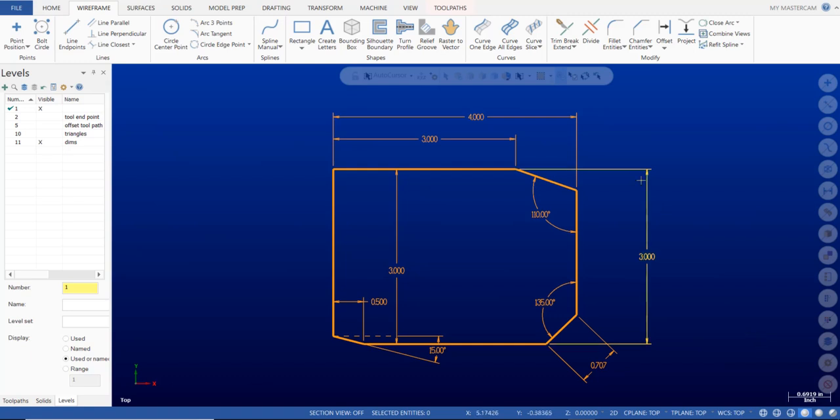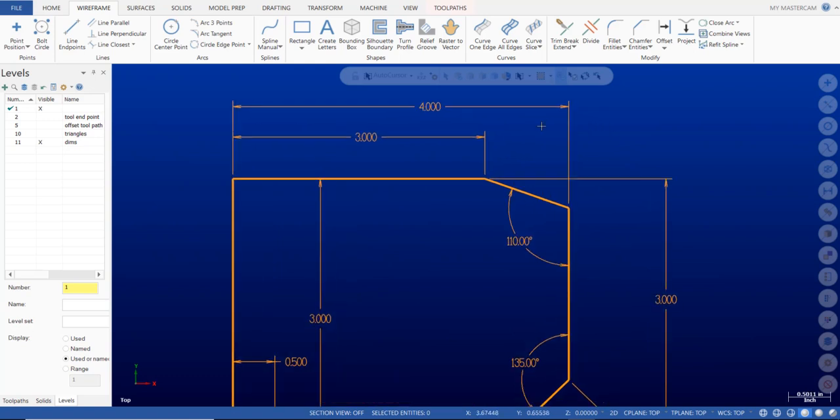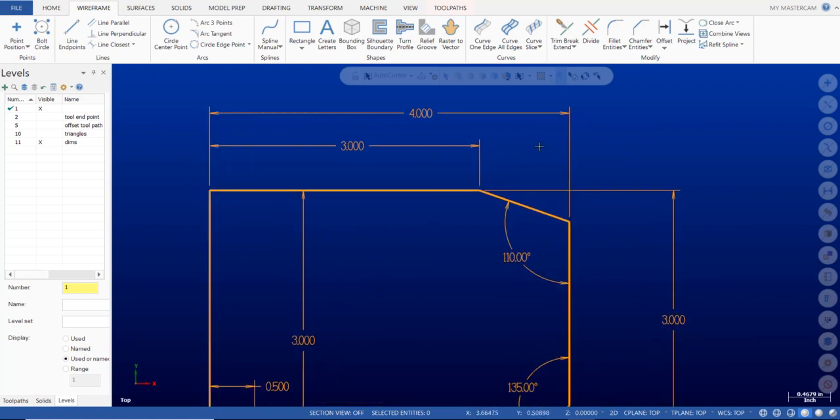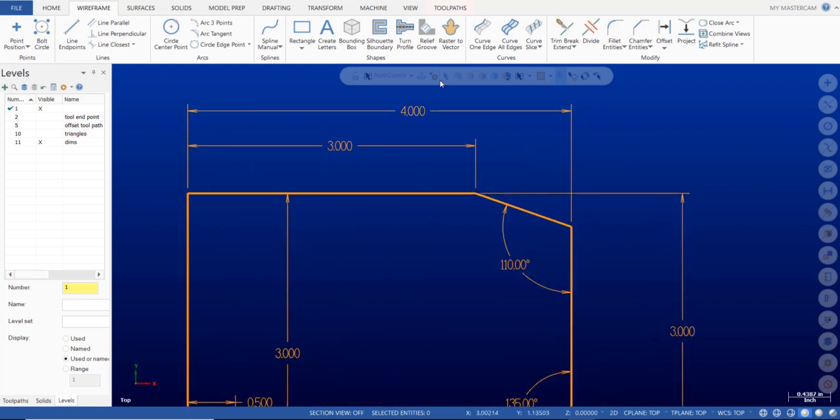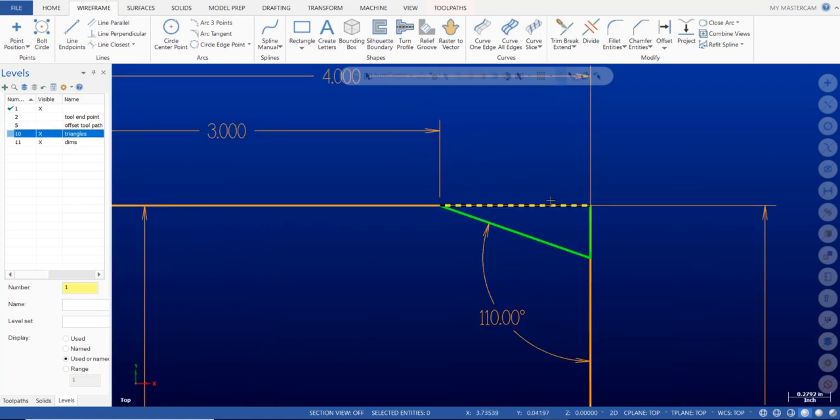So let's take a look at the upper right hand corner. We can see that the part overall length is 4 inches. Okay, and then we also have a 3-inch dimension to the intersection where the angle starts. So that is one piece of information that we have, and that is on this top leg. And I'm going to go ahead and turn the triangle on. We have this leg right here. We know that that is 1 inch.